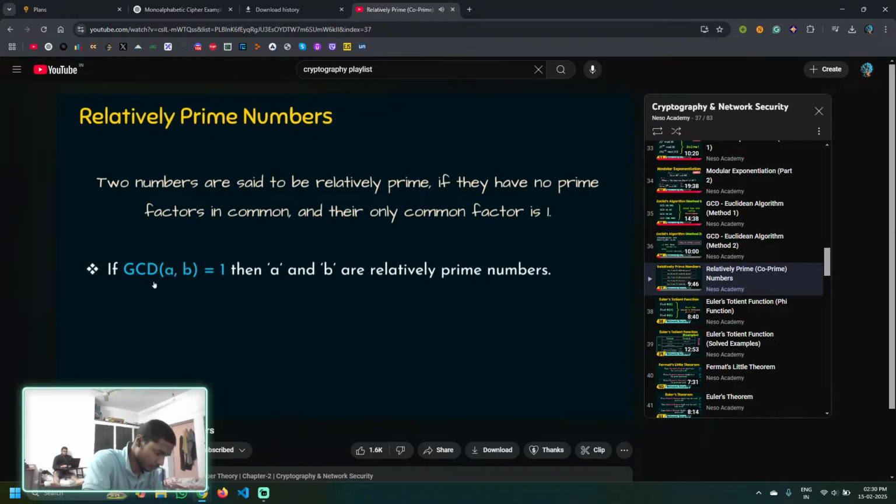In other words, if the GCD of a and b is 1, then 1 is the only divisor that can divide both a and b, right? So if the GCD of a and b is 1, then a and b are said to be relatively prime numbers or co-prime to each other. I already told you relatively prime numbers are also referred to as co-prime numbers. So before we see the examples, just have this in mind.